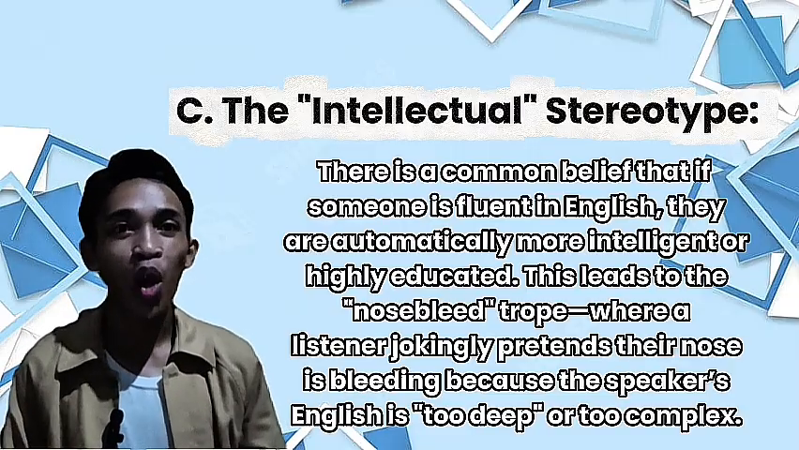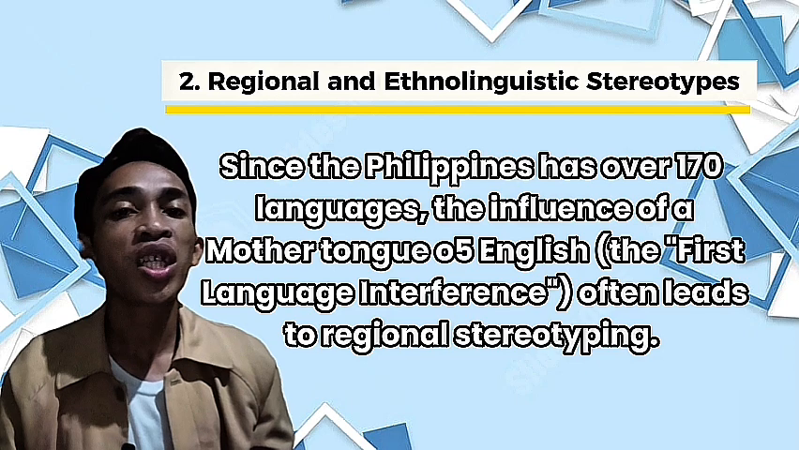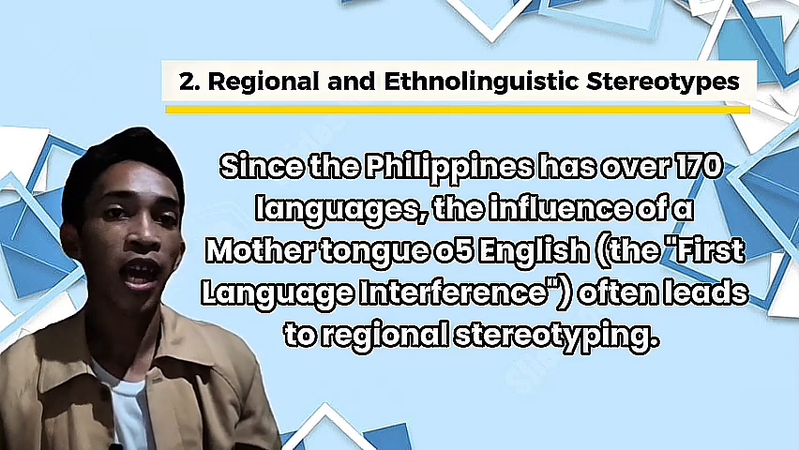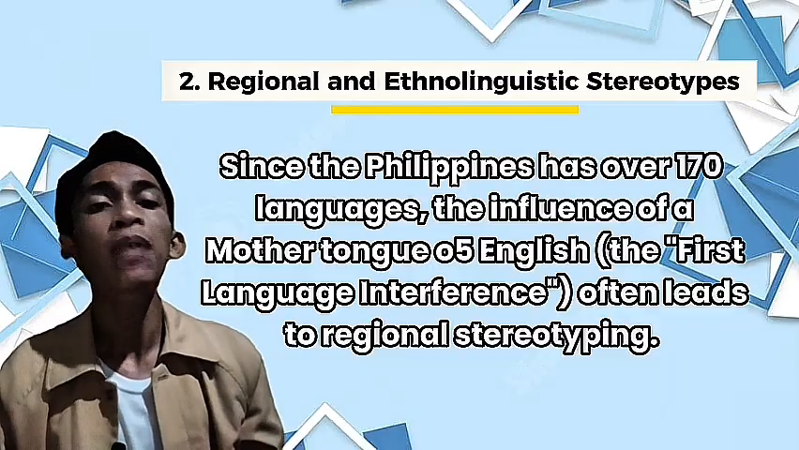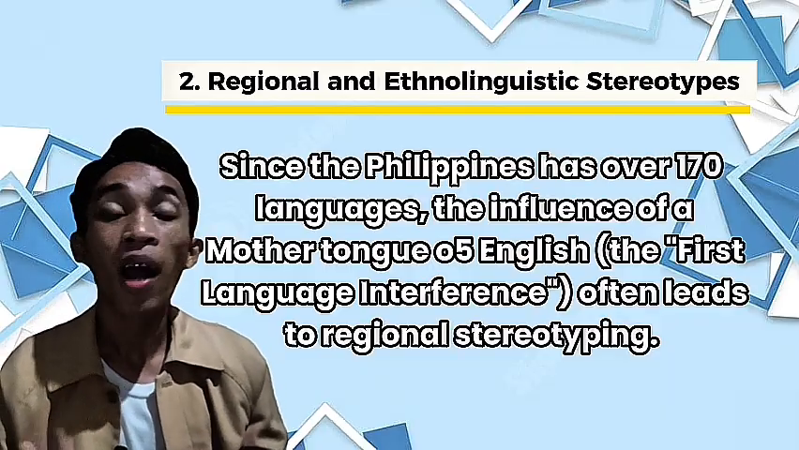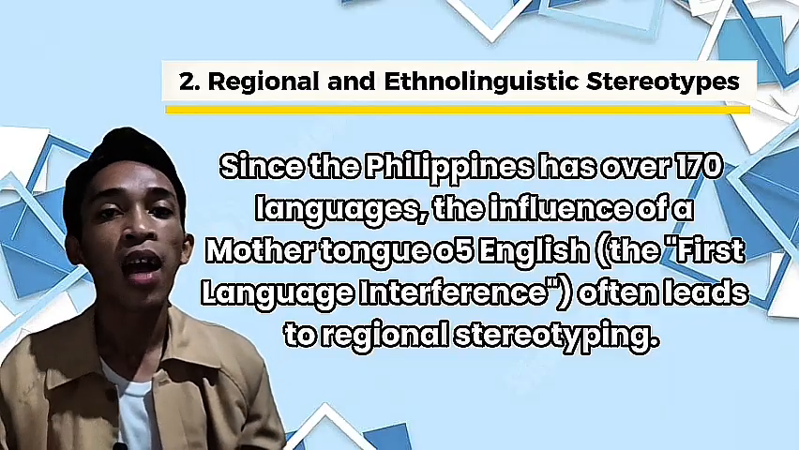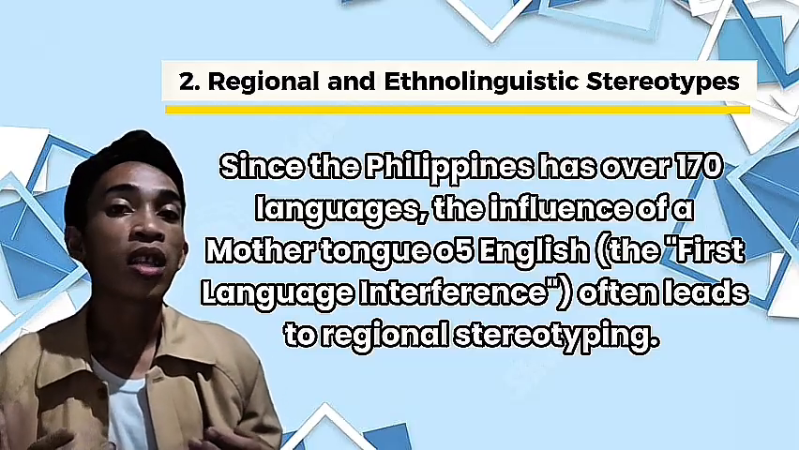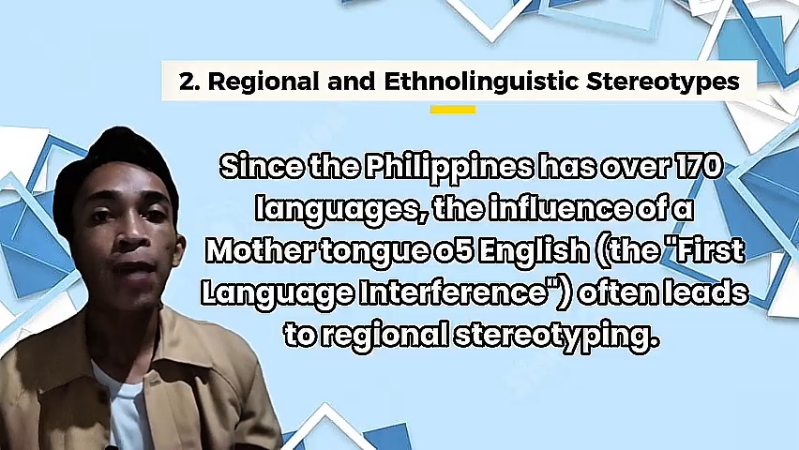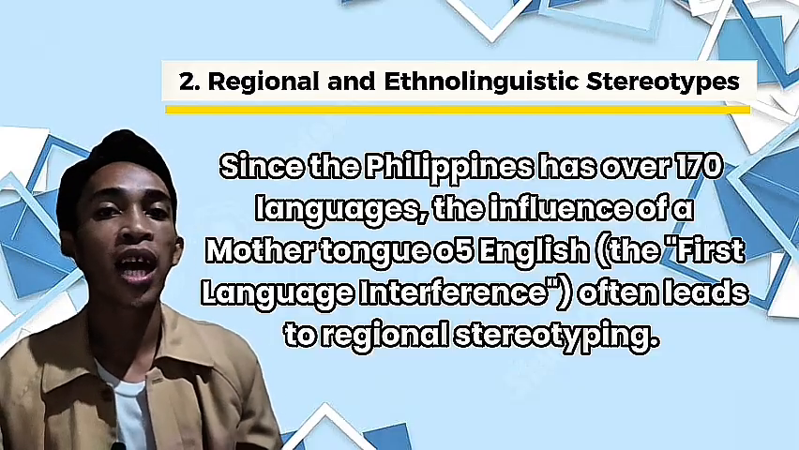deep or too complex. The next stereotype in English language use in the Philippine context is the regional and ethno-linguistic stereotypes. Since the Philippines has over 170 languages, the influence of a mother tongue on English, which is the first language interference, often leads to regional stereotyping. There are three types of regional stereotyping.